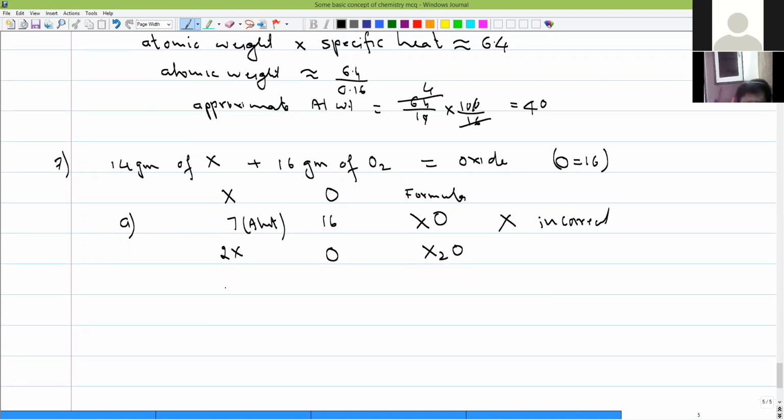दूसरा स्टेटमेंट देखेंगे B. एलिमेंट X वुड हैव एटॉमिक वेट 14 एंड ऑक्साइड फॉर्मूला वुड बी X2O. X का एटॉमिक वेट 14 and formula would be XO. Sorry, X2O. Agar 14 X combined with 16, then you should get formula XO. But that means this is incorrect.